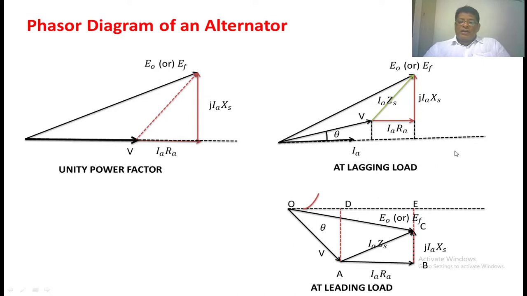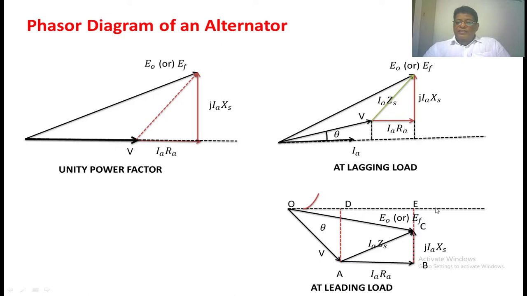Now we are going to see the phasor diagram of a synchronous generator with a leading power factor. Whenever we connect a capacitive load across the generator, the current leads the voltage. Now here we have taken V, and IA we have taken on the x-axis. All the phasors are rotating in anti-clockwise direction. So this angle is nothing but theta.